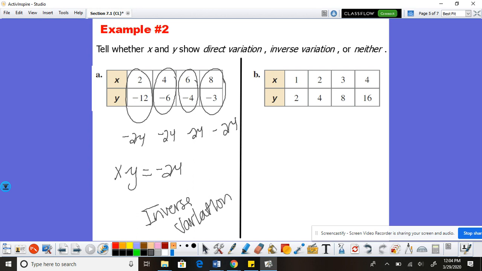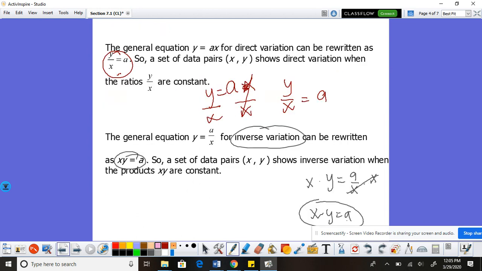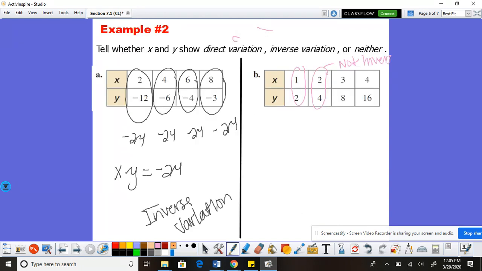Okay, so go to example B. Now, 1 times 2 is 2. 2 times 4 is 8. We can automatically tell by these two that it is not inverse variation. So we can rule that out right away. So now we have to check to see if it's direct variation. So if we go back, direct variation is a equals y over x, sorry. So now let's check. So y over x here would be 2 over 1.